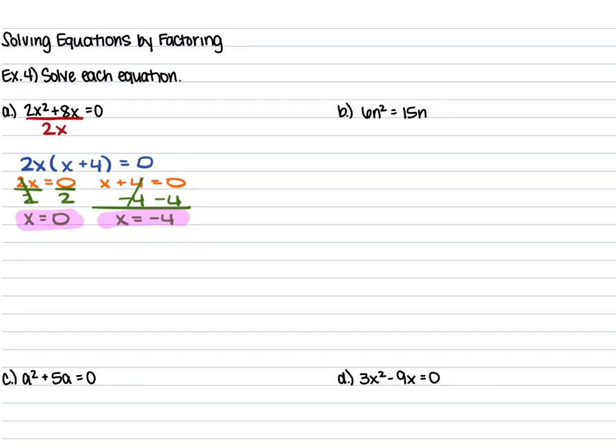For example B, we have 6n squared is equal to 15n. We're going to start this one by getting all of our terms on the same side. So we're going to subtract the 15n from each side.